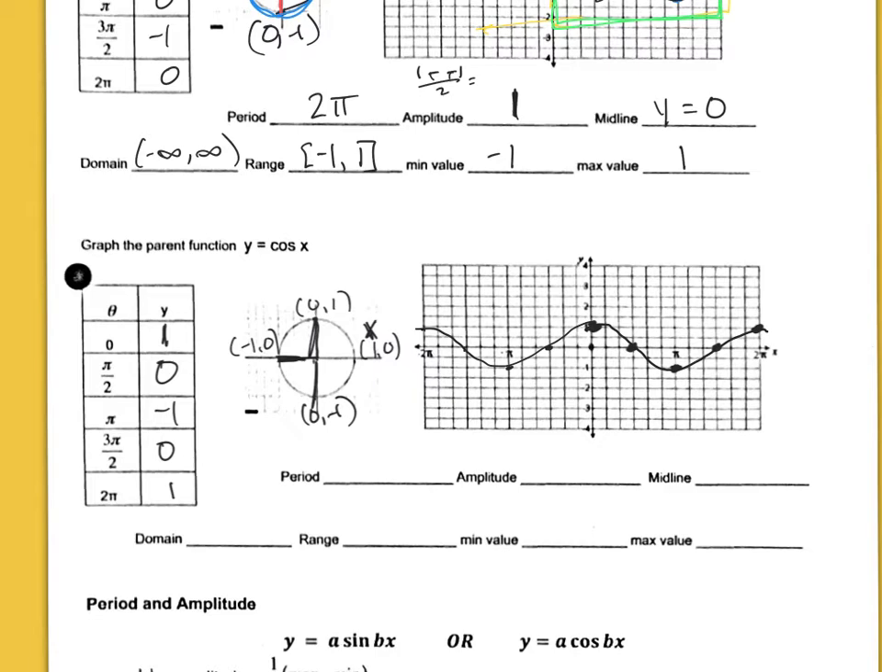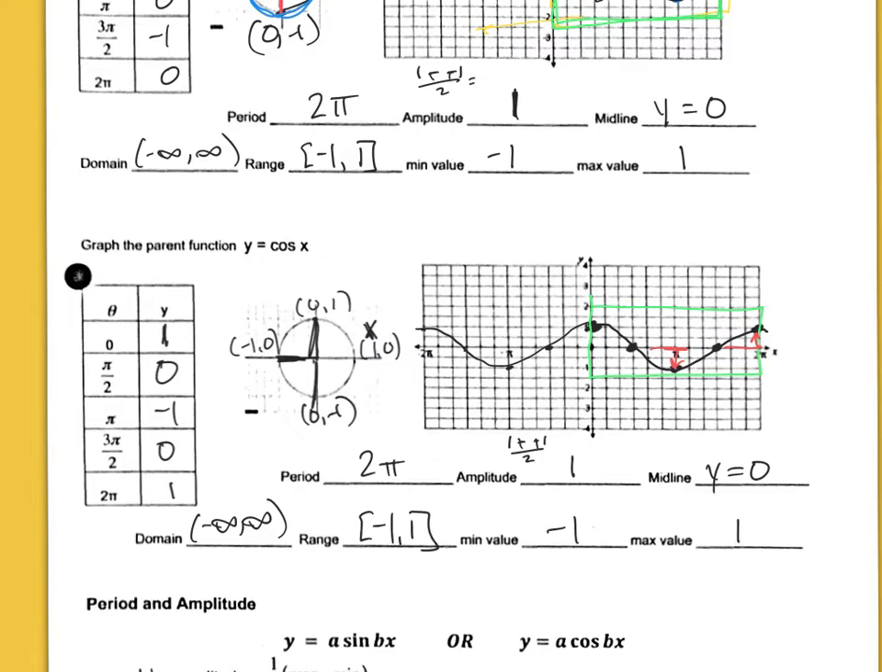So again, the period repeats, or the period would be from 0 to 2 pi, just like sine. So the period is 2 pi. The amplitude is from the midline down or from the midline up, how far up and how far down it goes from the midline. Or you could do max minus min divided by 2, and that is going to be a 1. Our midline, of course, is y equals 0. Domain is the same. Range is the same. And minimum is obviously -1 and maximum is +1.